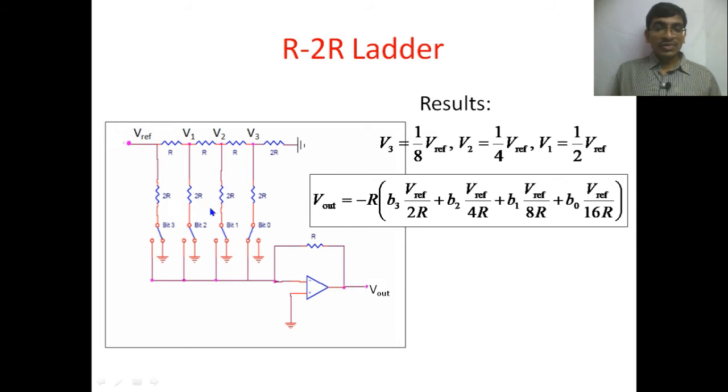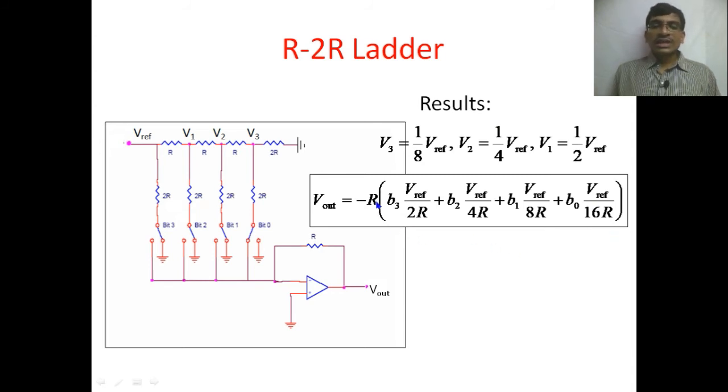So what is the current flowing in this branch? V2 divided by 2R. Okay, V2 divided by 2R. So V2 is 1 by 4 into V reference. Therefore B1 into V reference divided by 4 into 2R, which is 8R, plus B0 into, what is the current here? V3 divided by 2R. What is V3? 1 by 8 V reference. Okay, so V reference by 8 into 2R, which is 16R.